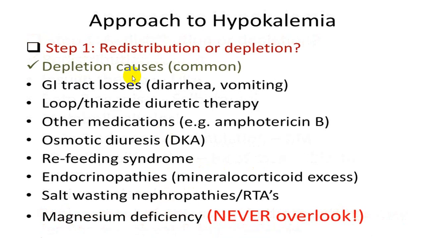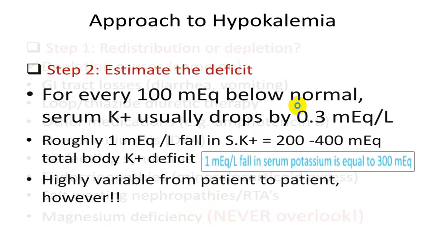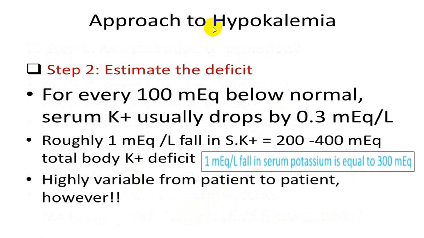Redistribution and depletion. Depletion causes include GI losses, diuretics, amphotericin B, osmotic diuresis, refeeding syndrome, mineralocorticoid excess, and renal tubular causes like salt-wasting nephropathy or renal tubular acidosis, and magnesium deficiency. We always try to rule these out, depending upon which way you are approaching.